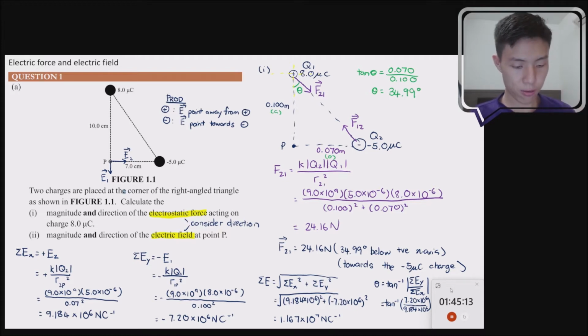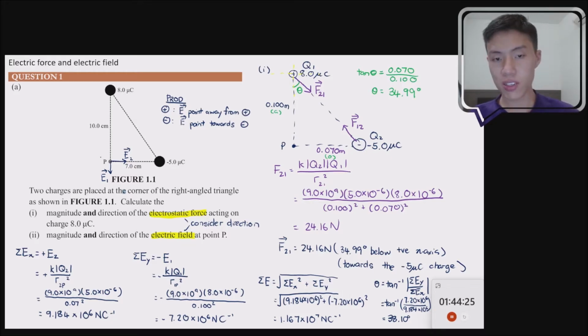I'm a bit confused. EY divided by EX. Okay, the angle is 38.10 degrees. Once you obtain the angle, you should write your final answer.